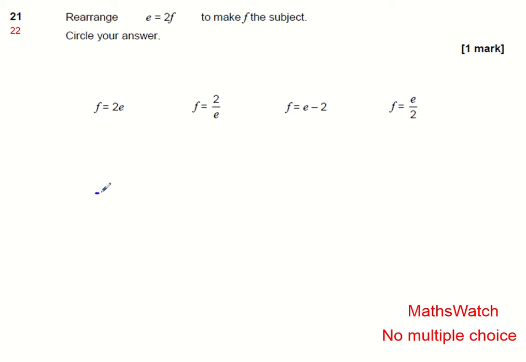So just like solving an equation, if we've got E equals 2F and we want to get rid of that 2, the opposite of multiplied by 2 is divide by 2, which we will do to both sides. So the right, 2F divided by 2 is F, and E divided by 2 will be written as E over 2. So F is equal to E over 2, which means that that is our correct answer.